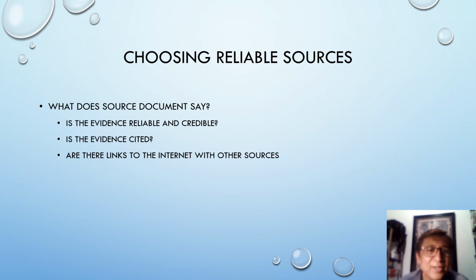Okay, and another thing: is the evidence reliable and credible? As far as the source document, is the evidence cited? Are there citations within the source document? That always helps. If you read an article and there's no citation, no reference to any other author or writer, big question mark there. It's probably an opinion piece. So just be aware of that, and those are differences that you can find in different articles.